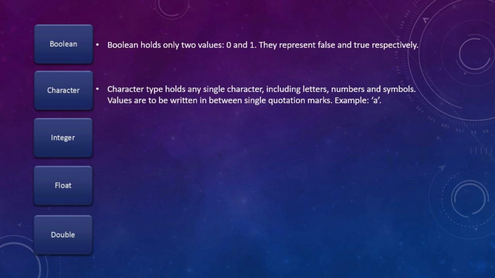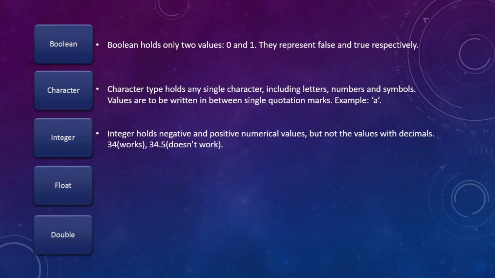So the next one, the integer, holds numerical values, but not values with decimals. That means not values with fractional points in between. So for example, if we have 34, that works, but 34.5 does not work because there is a point in between the number. So when we have an abscissa and mantissa, they don't work. And if we only have the integer without anything else, then it works.